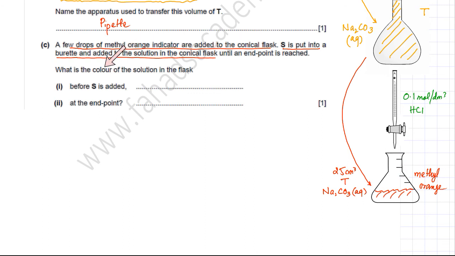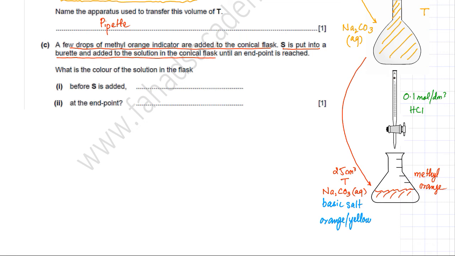Now the next part is you have to tell what is the color of the solution in the flask before S is added and at the end point. One thing that you must know is that sodium carbonate is an alkaline, a slightly basic salt. Since it's a basic salt, the initial color of this flask is going to be orange yellow, because methyl orange would have orange yellow color in alkaline condition.